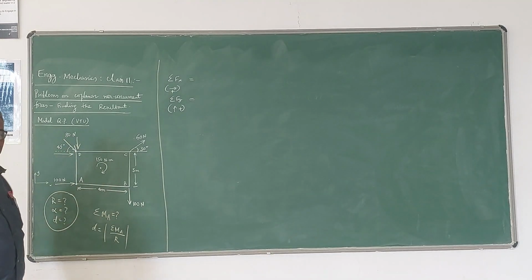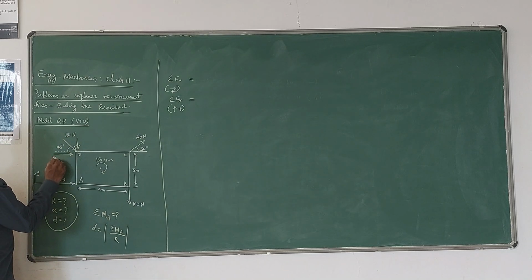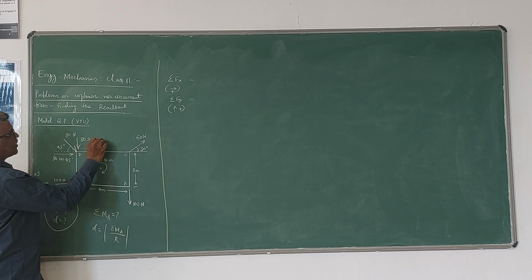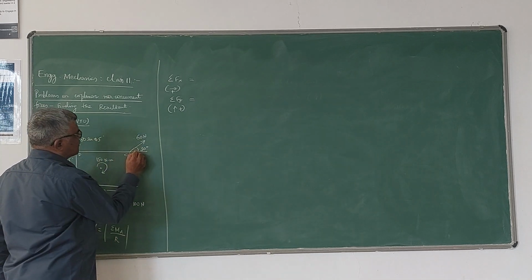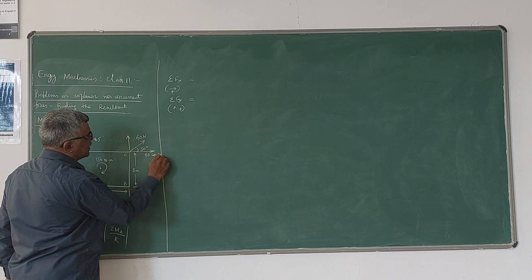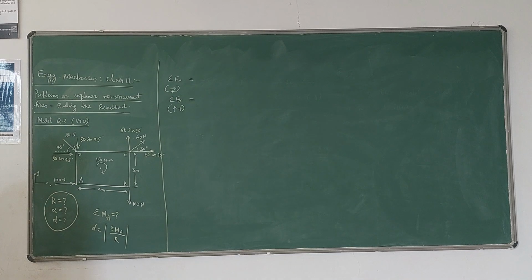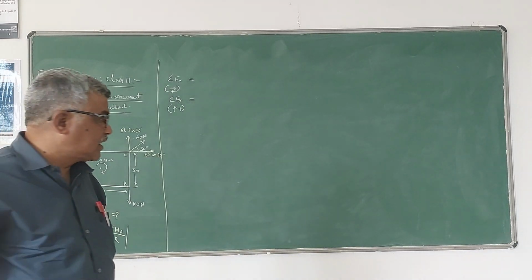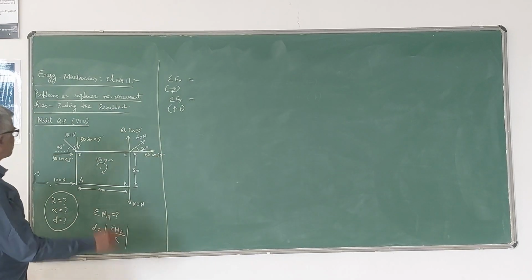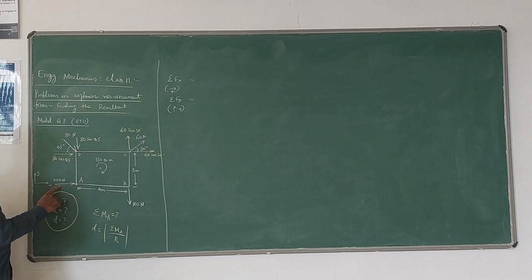Since this 45 degrees is with respect to x-axis or horizontal, this component becomes 80 cos 45 and this component becomes 80 sin 45. And coming to this 60 Newton force, horizontal component is this, vertical component is this: 60 cos 30 and 60 sin 30. And these two forces you need not resolve because they are acting vertically and horizontally. Now sigma Fx, treating forces acting towards right positive: this 80 cos 45 is positive, this 60 cos 30 is positive, 100 Newton is also positive.